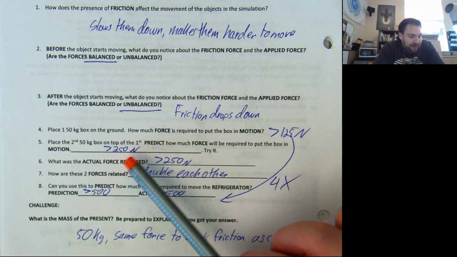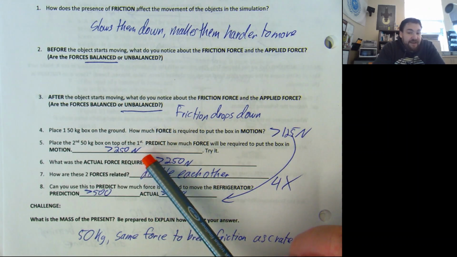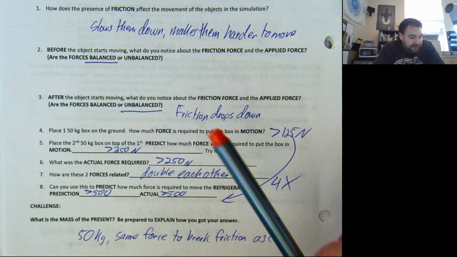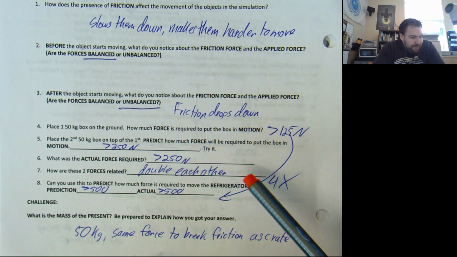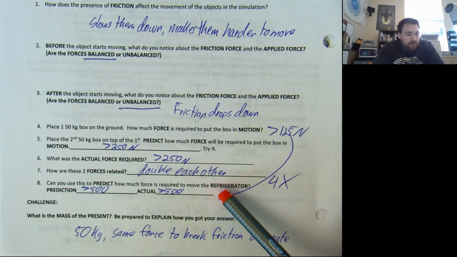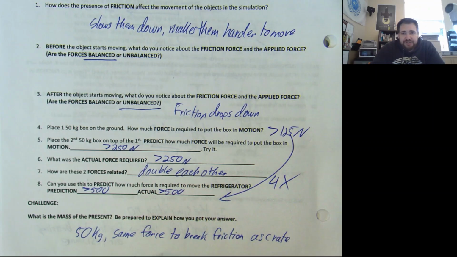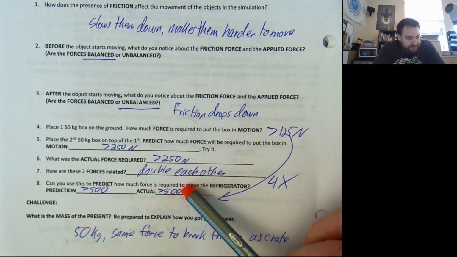If you put a second block on top of that, your prediction could have been that because it's a second 50 kilogram block, it's going to be twice as big. And if you would have tested that, you would have seen that to be true. Anything bigger than double the force would have done it, which is my prediction and my result. The two forces doubled. And then the refrigerator is 200, which is 4 times the 50. So I predicted it would be 4 times the 125, and it was.